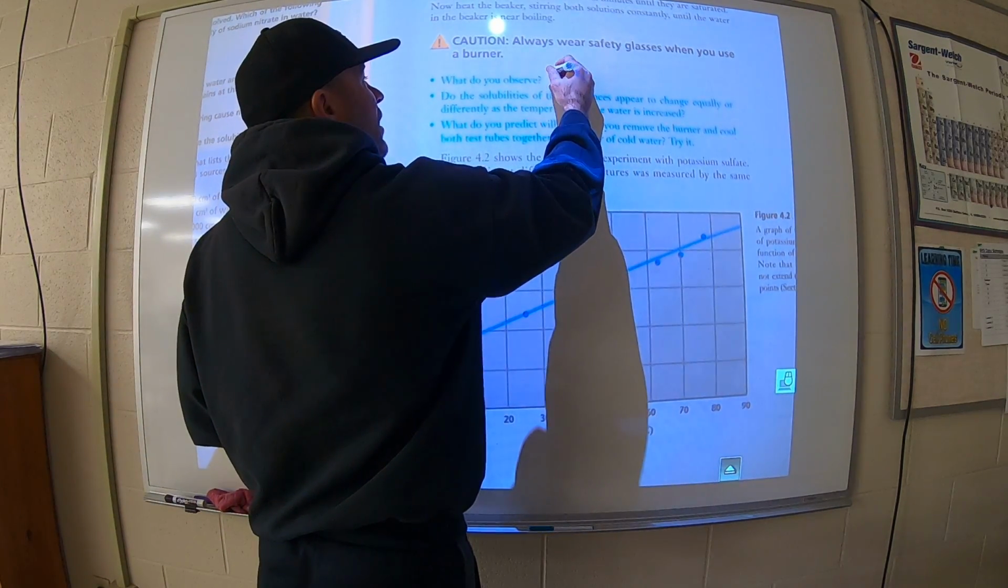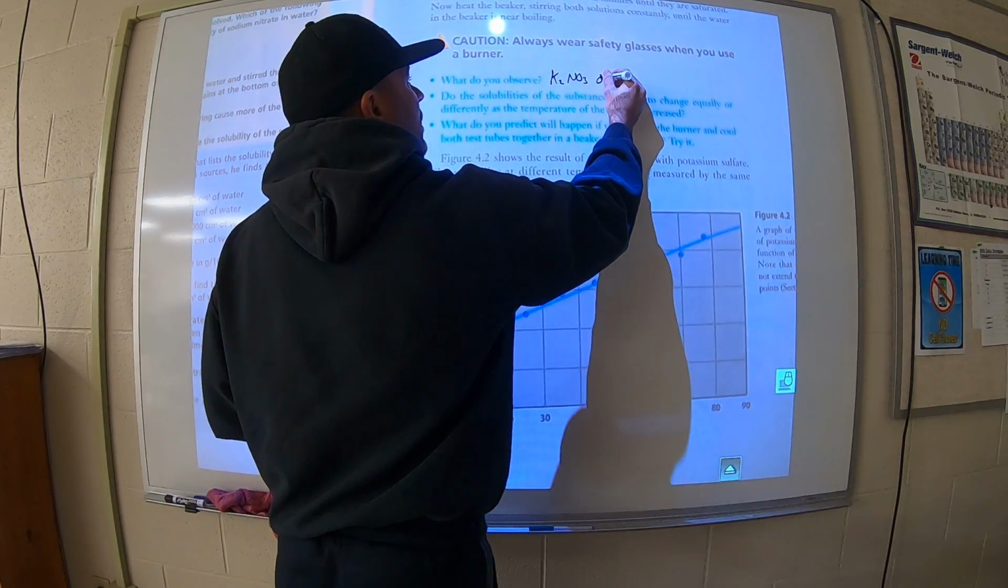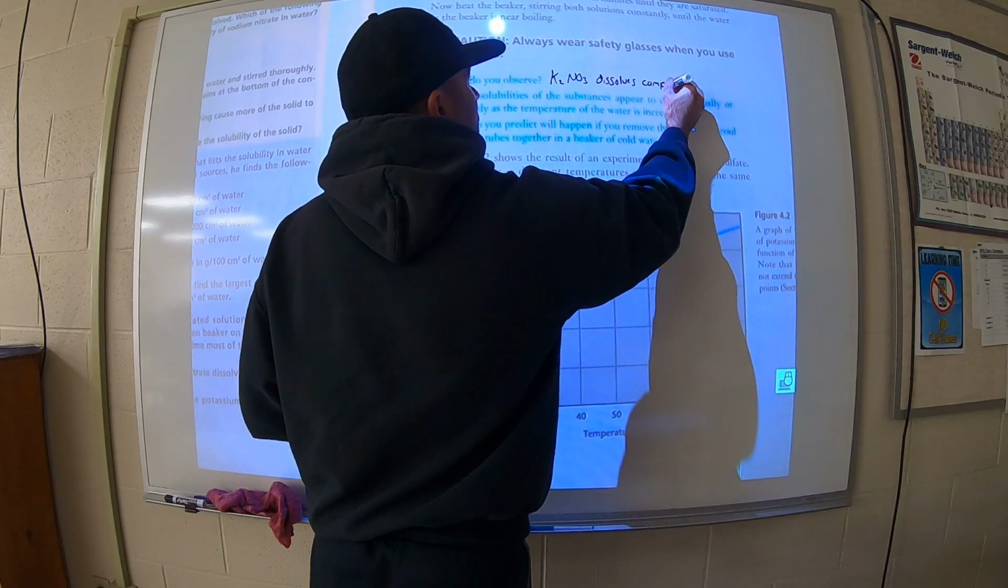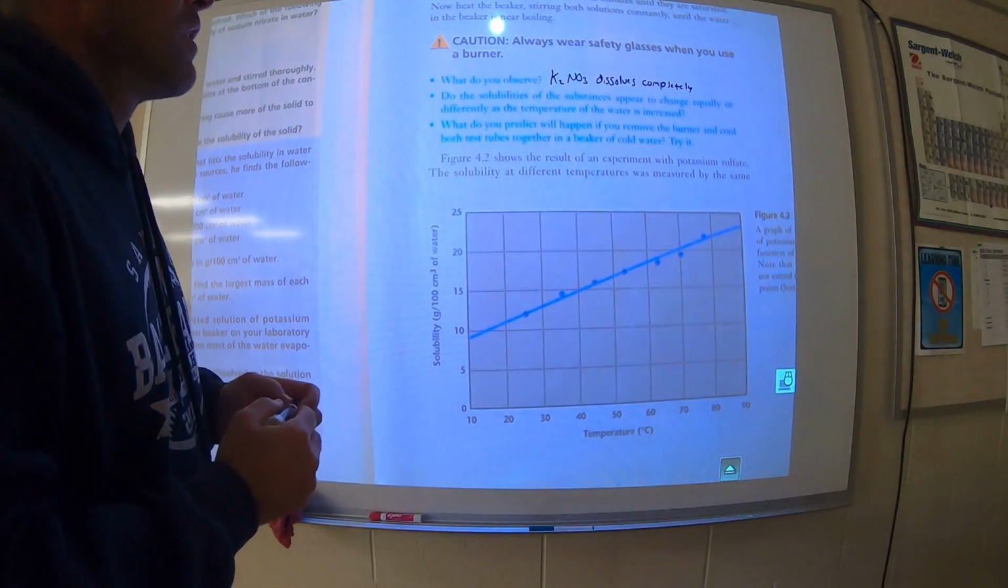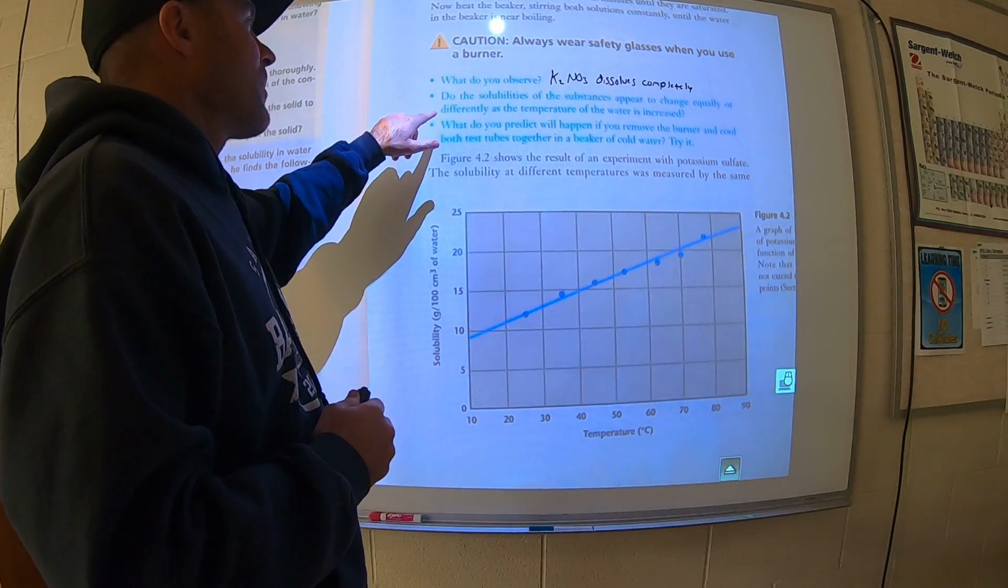So we're going to say KNO3 dissolves completely. It turned into a clear liquid after we heated it. Salt didn't do anything. It stayed pretty much the same.